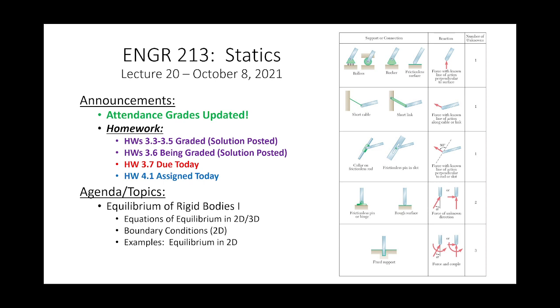The other thing I'll mention in terms of logistics is, today is Friday, October 8th. Today we're going to do equilibrium of rigid bodies. We've got 2 lectures devoted to equilibrium in 2 dimensions, and then 2 lectures devoted to equilibrium in 3 dimensions. So today and Monday we're going to do 2D, and then Wednesday and Friday we're going to do 3D.